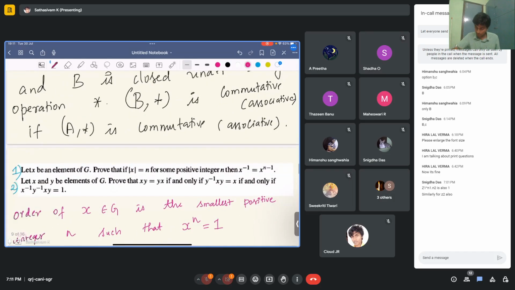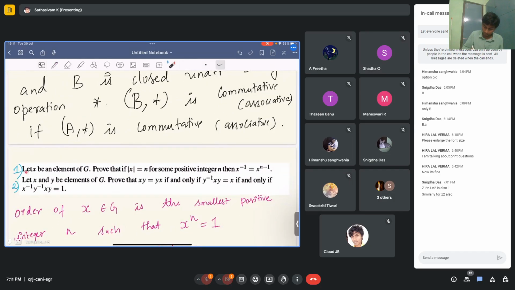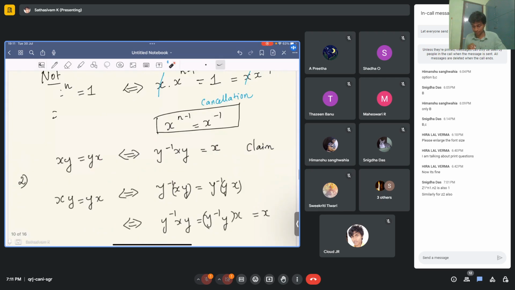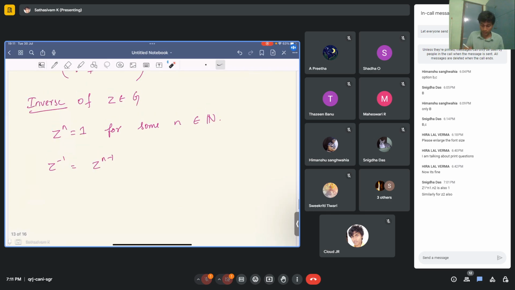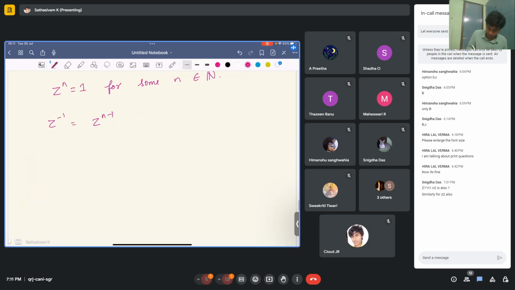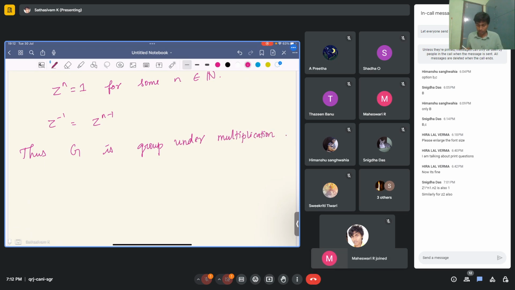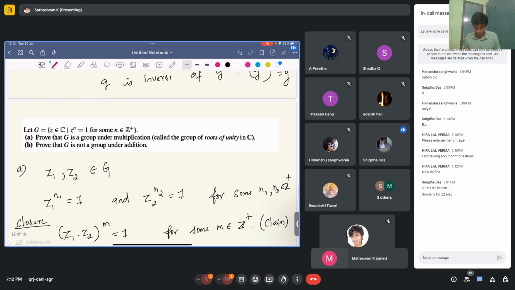Just give me a minute. Okay, so we just proved it. That means G is a group under multiplication. We have proved all the properties that are needed. So G is a group under multiplication. Now let's look at the second one.